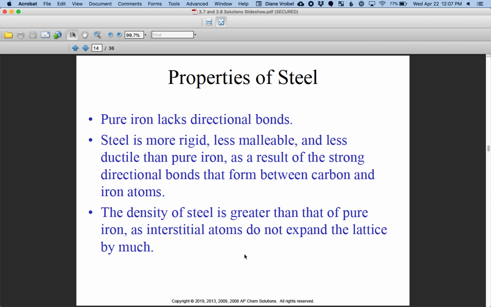Now, you have to remember that if you're adding carbon to that steel, as a result of it, the density should go up. But the amazing thing is, with interstitial alloys, the actual size of the lattice is not changed very much.